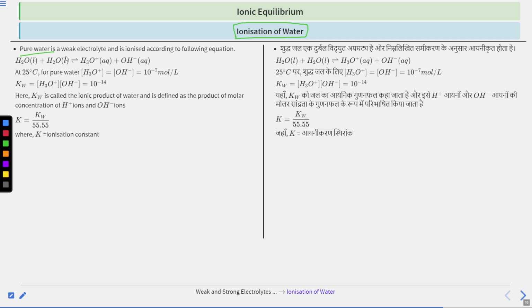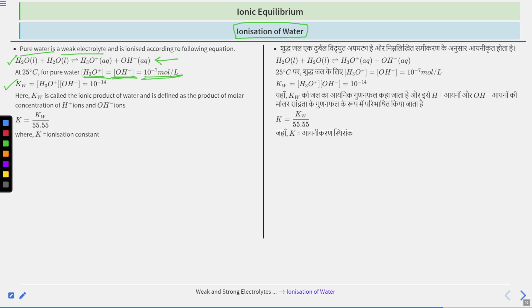Pure water is a weak electrolyte and is ionized according to the following equation. This is the equation here, H2O plus H2O, it will give us H3O positive plus OH minus. Right? So this is the process of ionization of pure water. At 25 degrees Celsius, for pure water, H3O positive concentration will be equal to OH minus concentration in the product side, which is equal to 10 to the power minus 7 mole per liter.